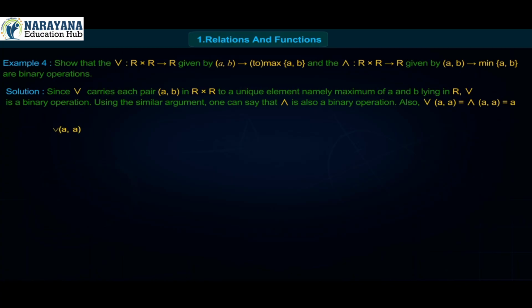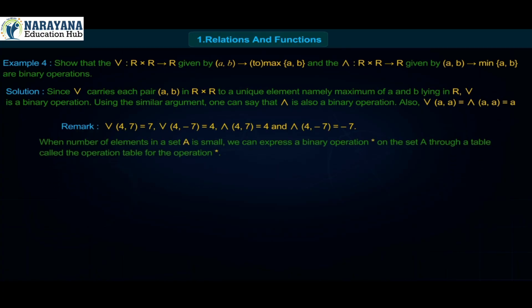Also, ∨(a, a) is equal to ∧(a, a) is equal to a. Remark. ∨(4, 7) is equal to 7. ∨(4, -7) is equal to 4. ∧(4, 7) is equal to 4 and ∧(4, -7) is equal to -7.